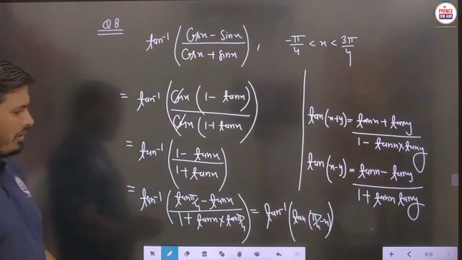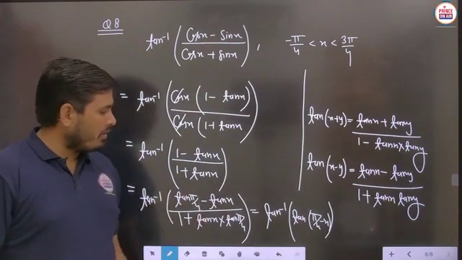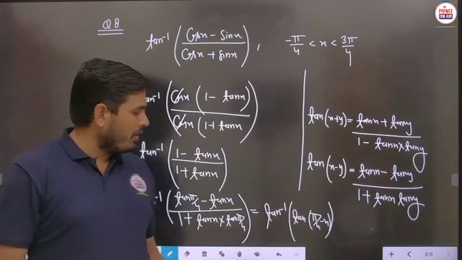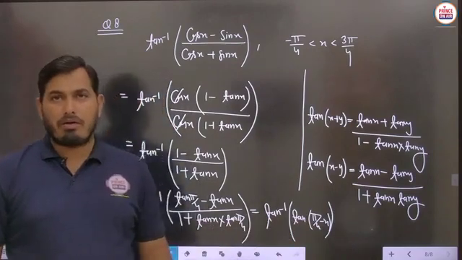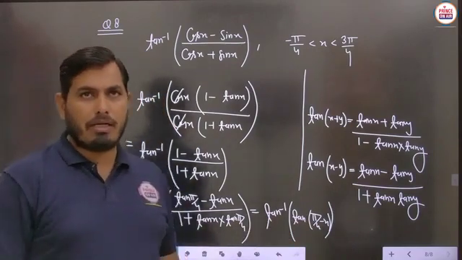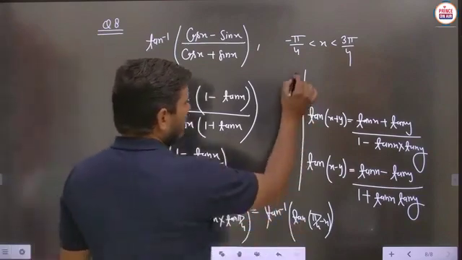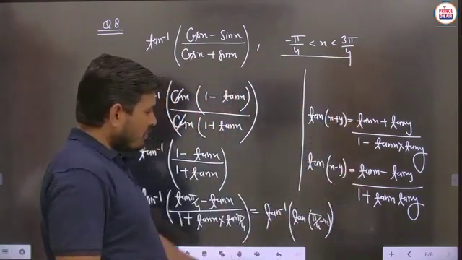Is it to be clear? Now it will depend on this particular angle whether this tan inverse will get cancelled out with this tan or not. Is it to be clear? So for this part the condition is given, and the condition is given as pi by 4 minus x.